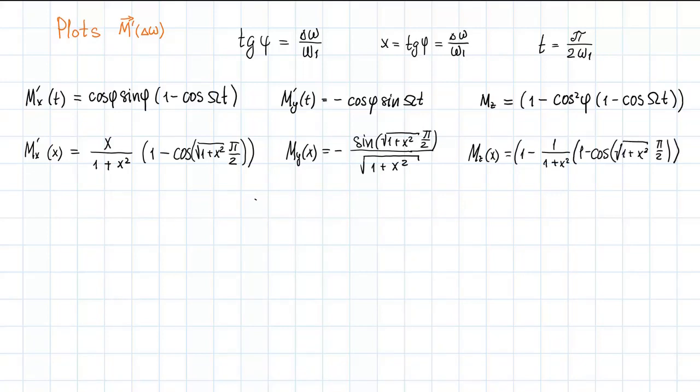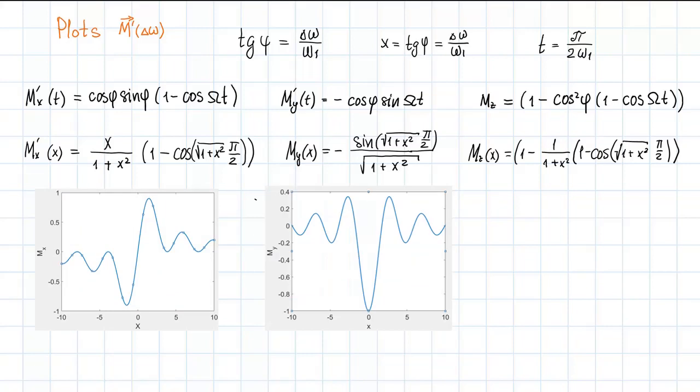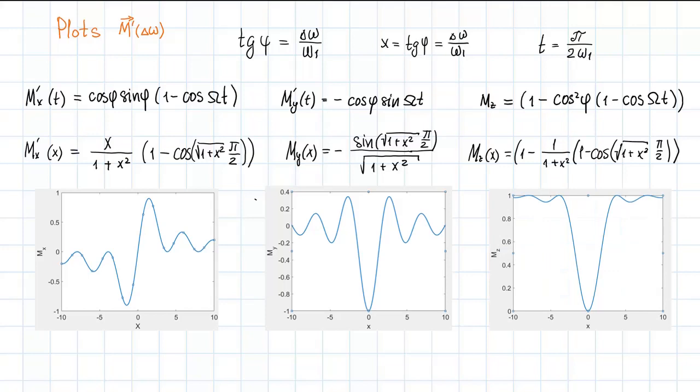This allows me to plot mx, my, and mz, as functions of the variable, x. These figures illustrate the magnetization of the spin package, corresponding to the value, x, which is the ratio of delta omega to omega 1, after a pi half pulse.